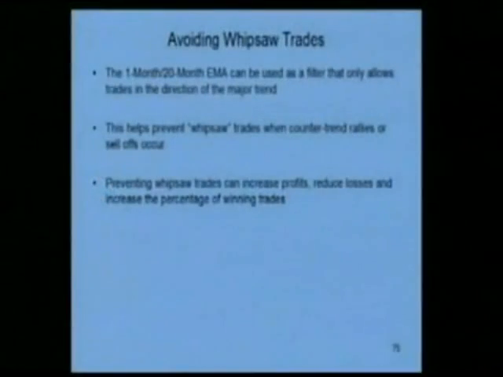So if you use the 1-month and the 20-month EMA as a filter, it only allows trades in the direction of the major trend. And this helps prevent whipsaw trades when a counter-trend rally occurs. So if you can prevent these whipsaw trades, it can increase your profits, reduce losses, and increase your percentage of winning trades.